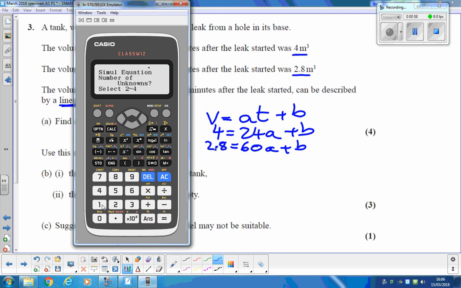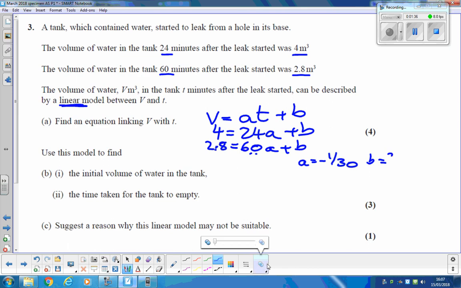My simultaneous equation, I've got two unknowns here. The format's a little bit different to what I want here, really, isn't it? I've got 24 A's, I've got 1 B, and that equals 4. And here I've got 60 A's and 1 B, and that equals 2.8. And it tells me that A here is minus 1 over 30, and B here is 24 over 5, it said, didn't it?